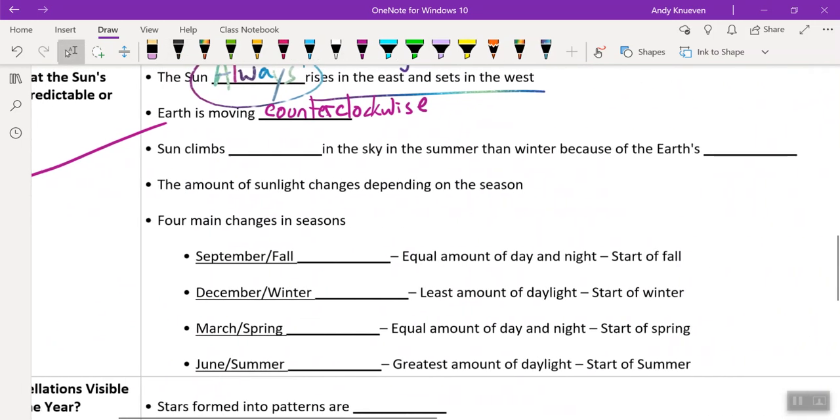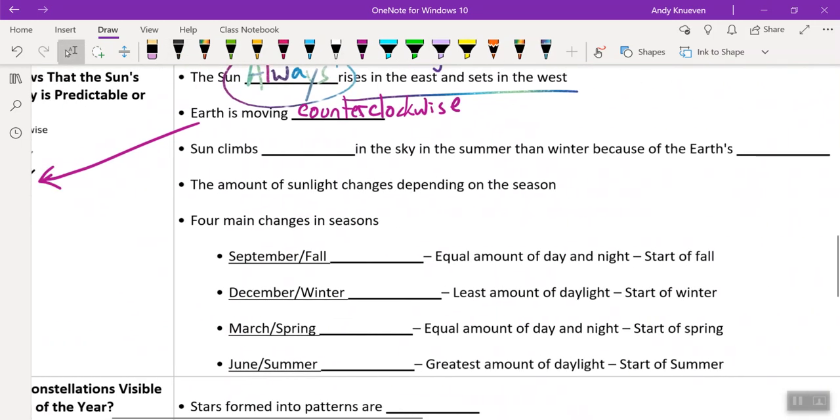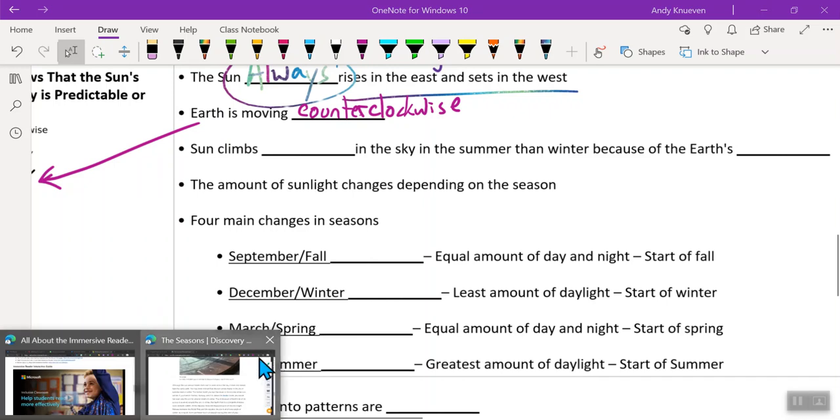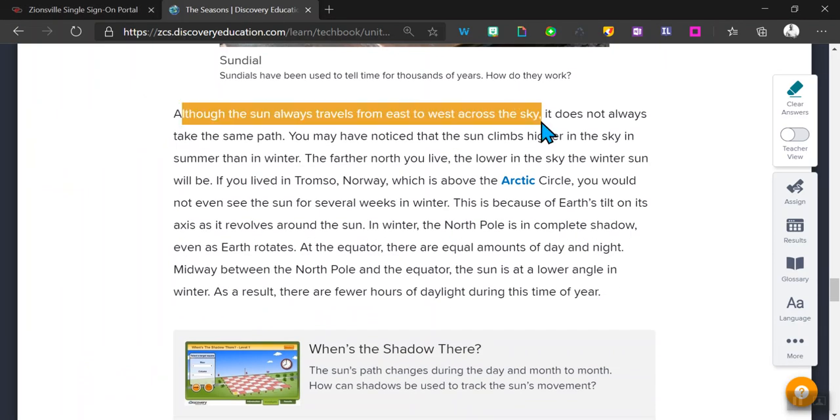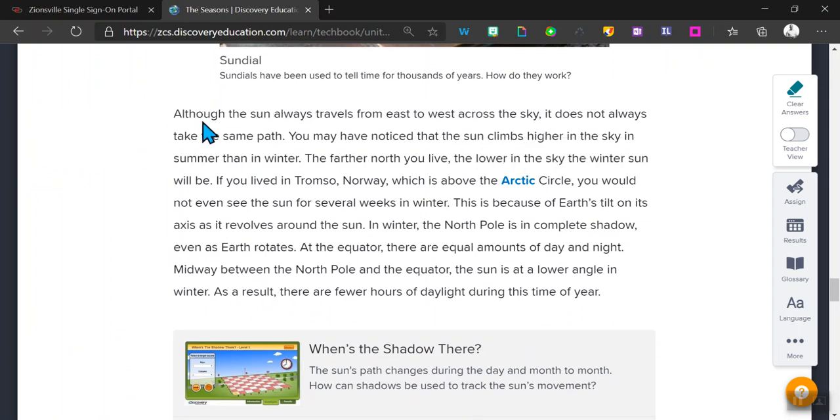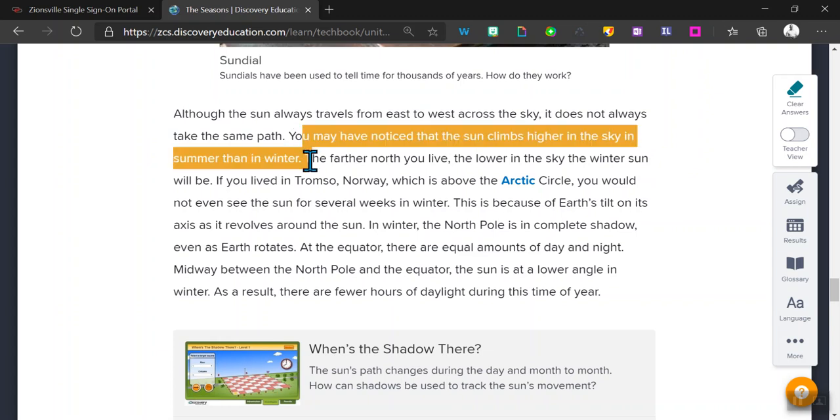Now we need to go back to our reading because we need to read more on how the Earth is moving. We haven't got to that little area here. So, although the sun always travels from east to west around the sky, it does not always take the same path. So you may have noticed that the sun climbs higher in the sky in the summer than in the winter.